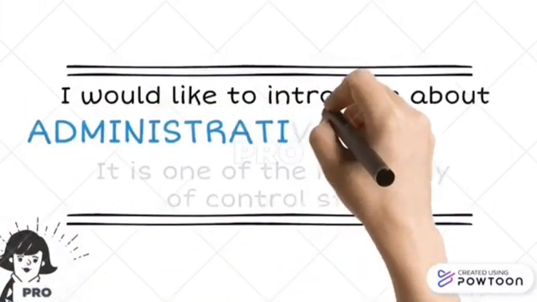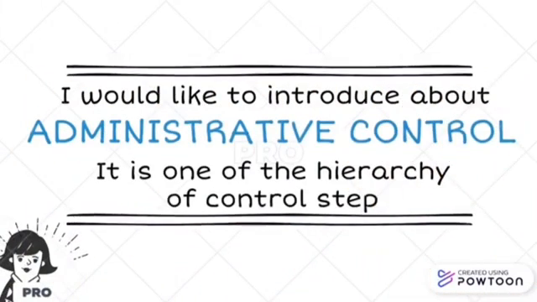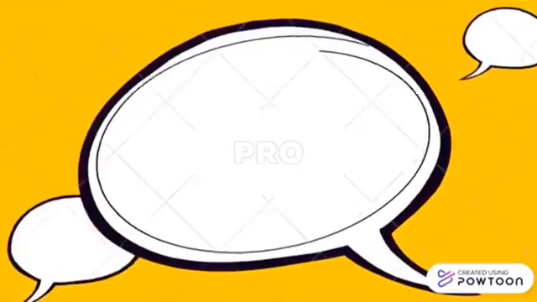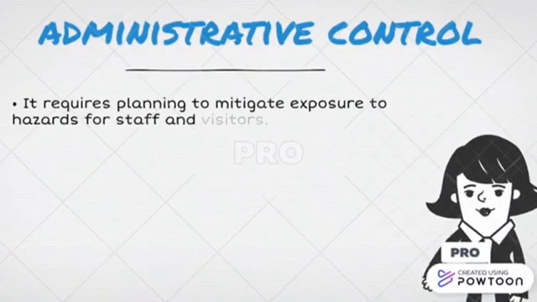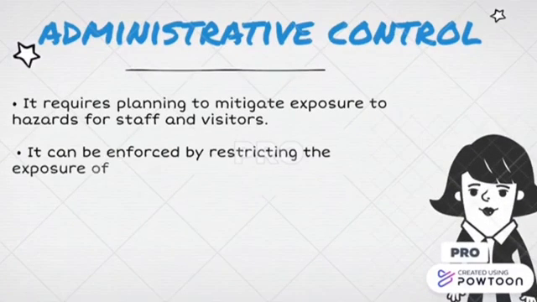I would like to introduce administrative control. It is one of the hierarchy of control steps. So what is administrative control? Administrative control requires planning to mitigate exposure to hazards for staff and visitors.